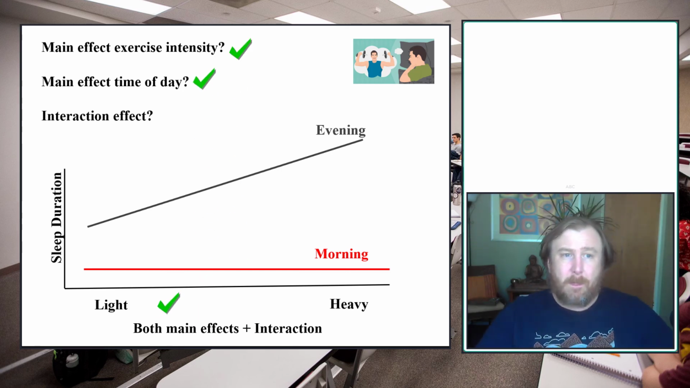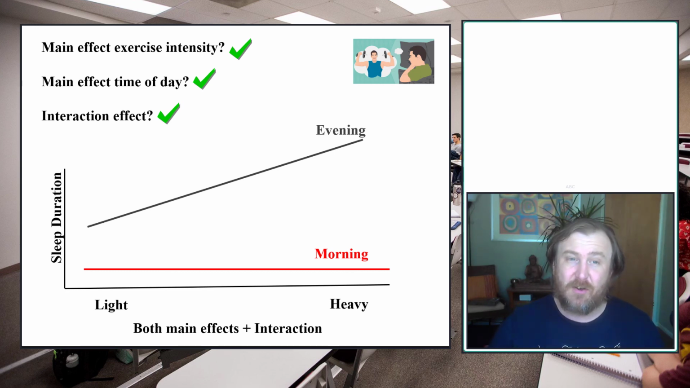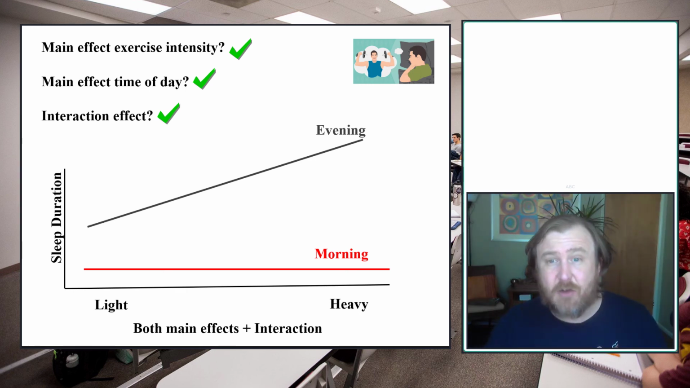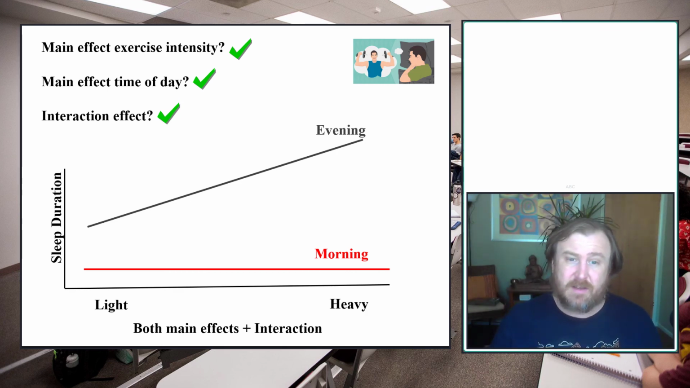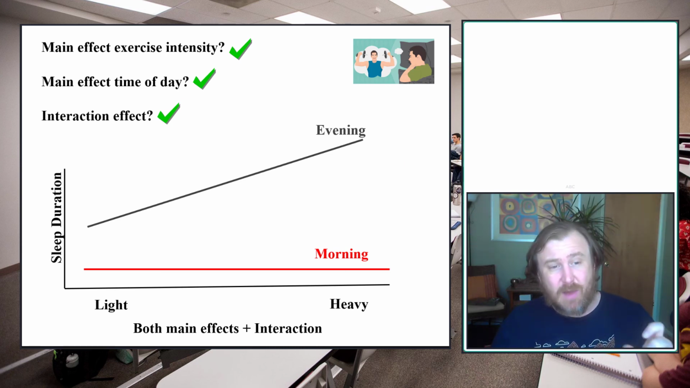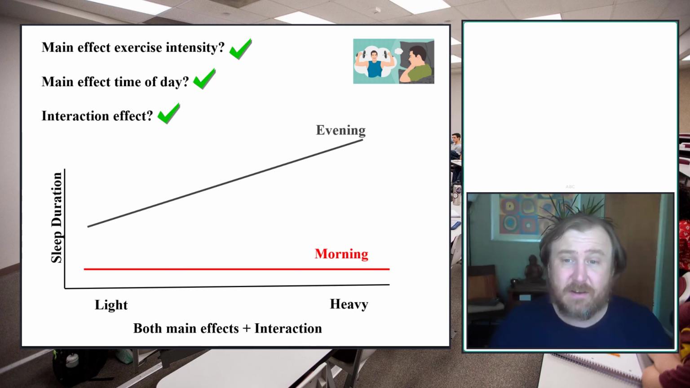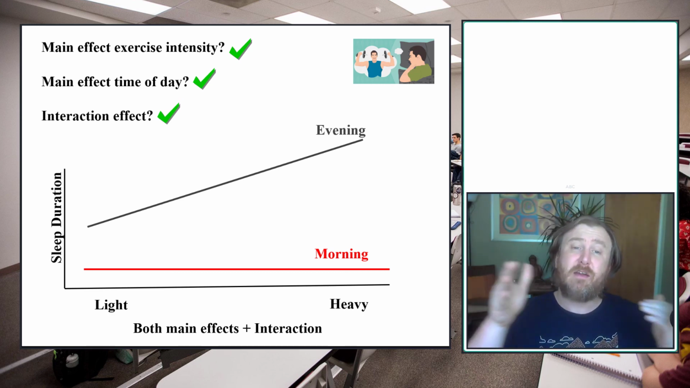Now here is an example of whenever we have a main effect, another main effect, and an interaction effect, right? So we know these lines, while they might not be crossing in this figure, if we draw those lines out to infinity, they will cross. So this is an interaction. Now, we can see the main effect for exercise intensity, because the average of the red and the gray for light is going to be lower than the average for the red and gray for heavy. We also have a main effect of time of day, right? So if we average across light and heavy for the red line, that's going to be lower than the average of light versus heavy for the gray line.